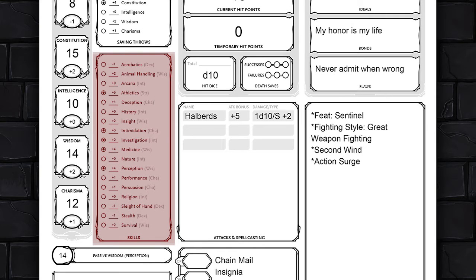But then he also gets to choose 2 from his class, which is a fighter. So let's say that Bob chose investigation and medicine, just because it makes sense. You know, sometimes guards have to investigate or pretend to, and medicine because, hey, way back when on the battlefields, Bob kind of had to learn how to, you know, triage and do a few things.